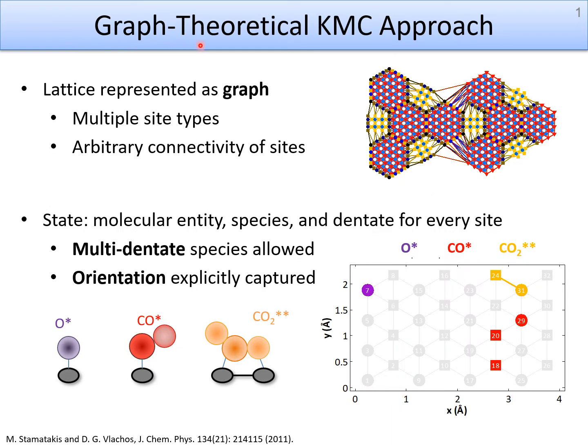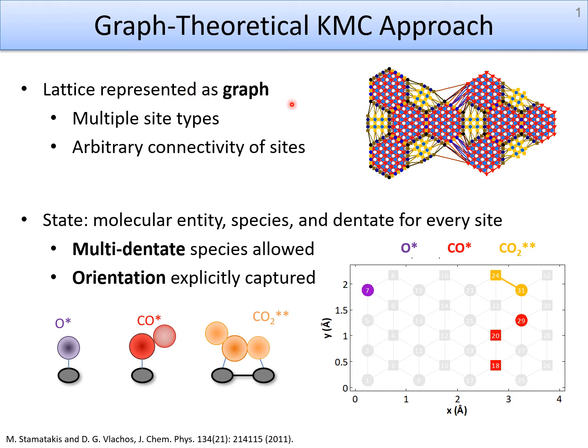So in this part, we're going to talk about the graph-theoretical Kinetic Monte Carlo approach, in which the lattice can be represented as a graph. Here is an example of a graph that captures the catalytic surface of a truncated octahedral nanoparticle. In this nanoparticle, we have different site types, so we can represent these in our graph. We have the top sites and the FCC sites of 111 facets. We have the top sites and the bridge sites of 100 facets. We can also explicitly represent the edge and corner sites of our nanoparticle.